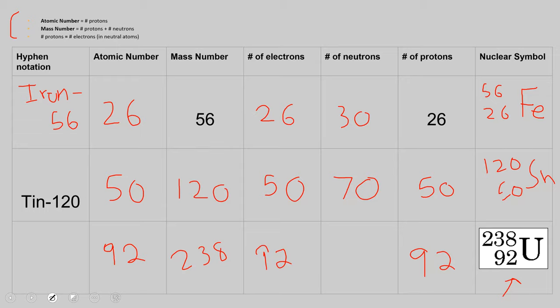And then lastly, this is where the math goes. We're going to take our mass, 238 minus 92. That comes out to 146 for my neutrons. Then the last thing we need to do is fill in hyphen notation. U, so let's find U on the periodic table. That's uranium. Hyphen, and then the mass, 238.